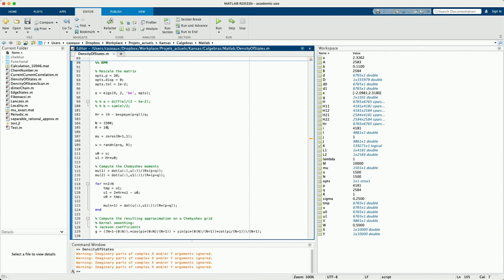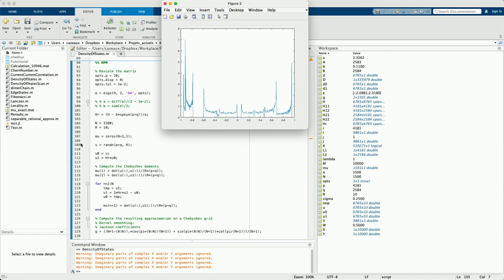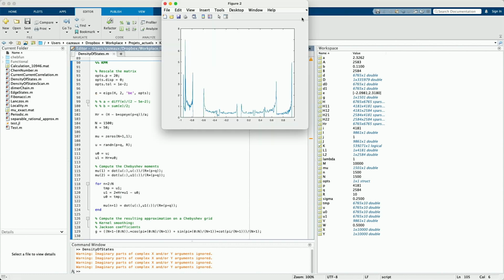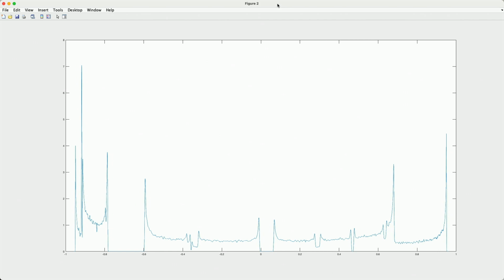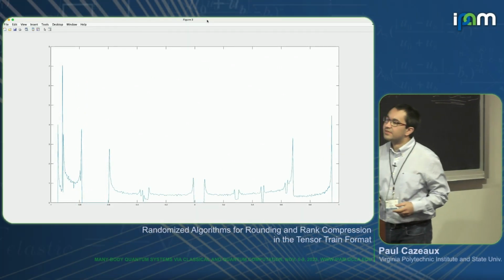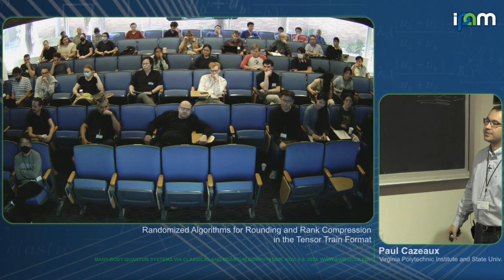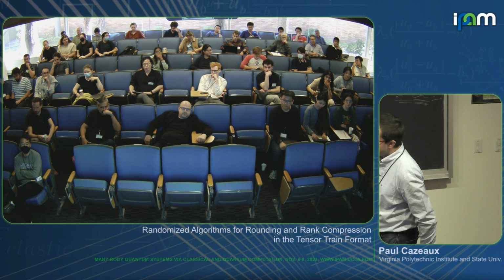And if I use a few more vectors, it gets better. And let's say with 50 vectors, I could be quite satisfied already that I did a good job of reconstructing the trace without having to compute the eigenvalues of the matrix. Yes? Is this basically that Hutchinson algorithm? Yes. Oh, okay. This is a Hutchinson trace estimator.